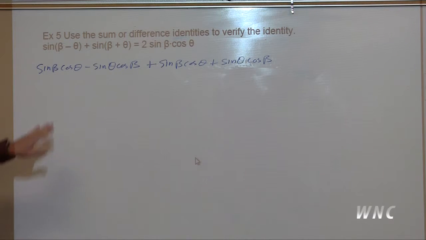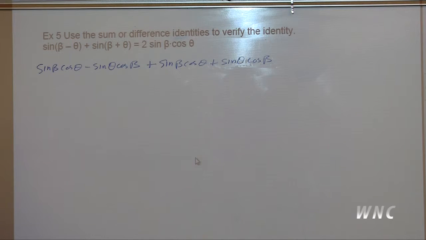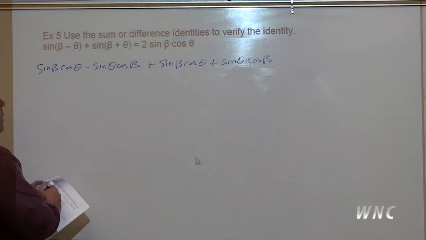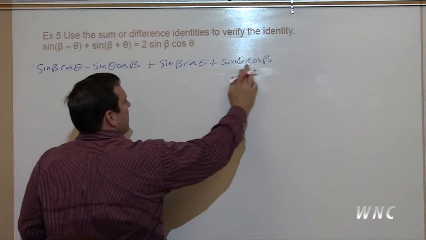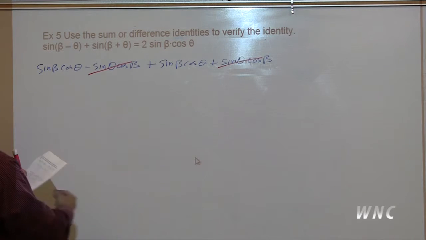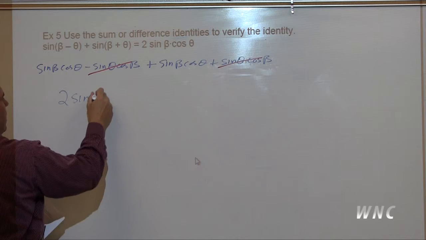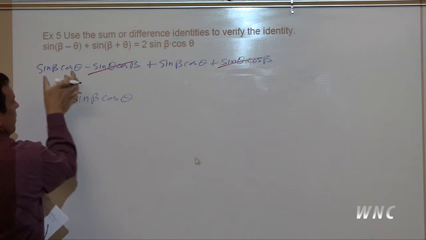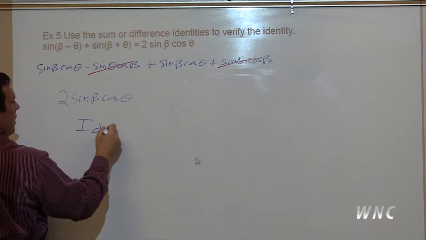Now, I have a sine beta cosine theta and another sine beta cosine theta. I have a negative sine theta cosine beta, and a positive sine theta cosine beta. Those subtract out. And I'm left with 2 times sine beta cosine theta. 1, 2. And that works. Identity is valid.